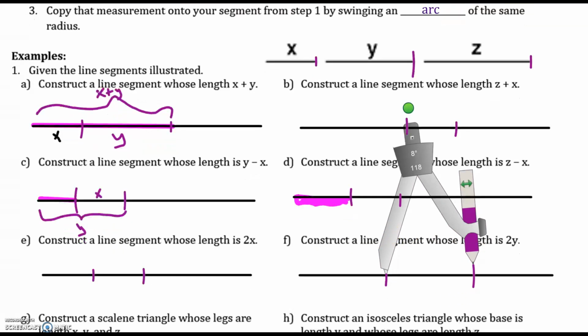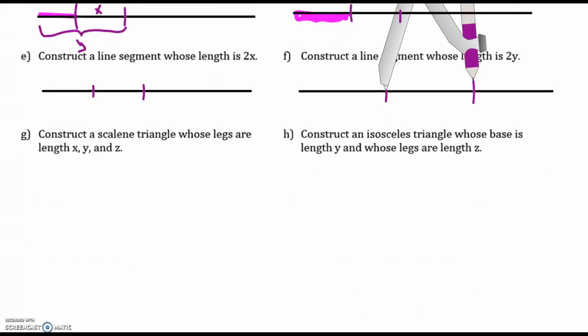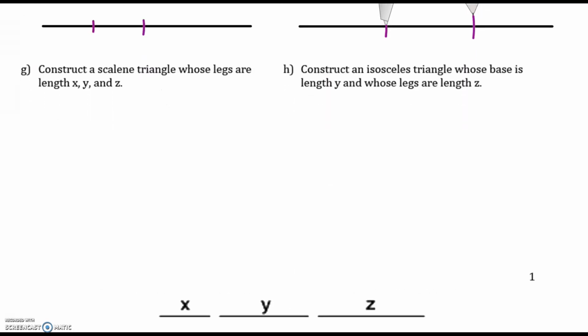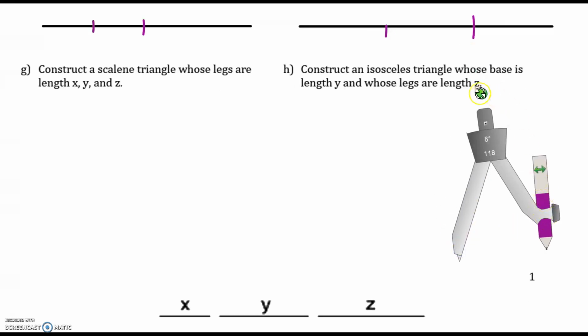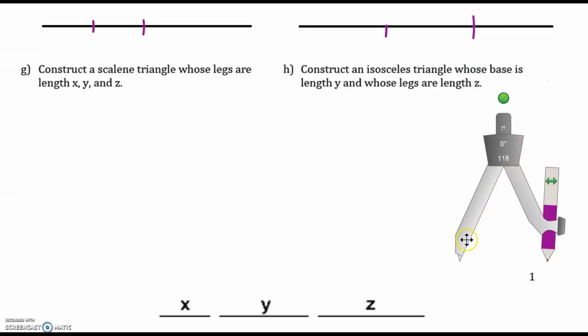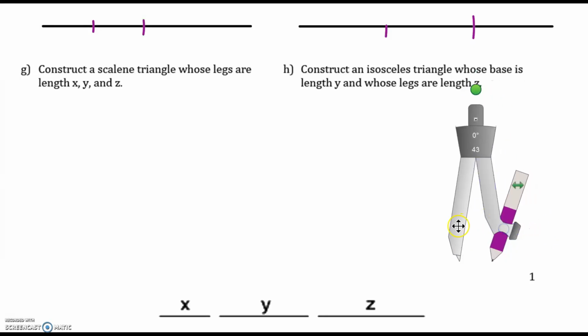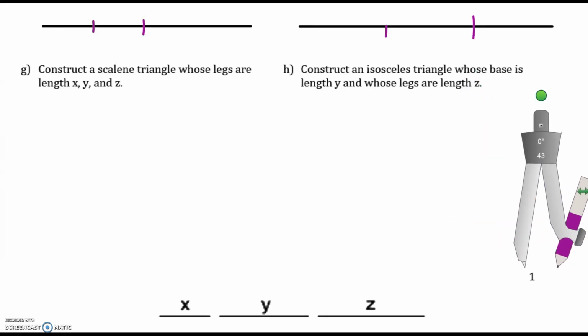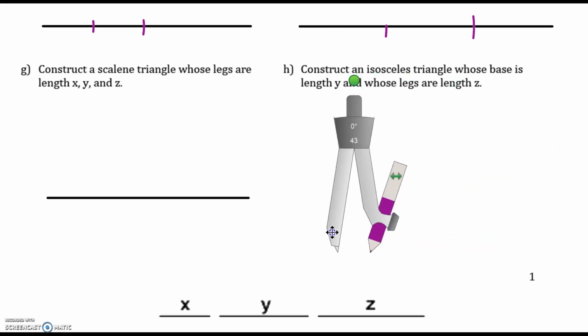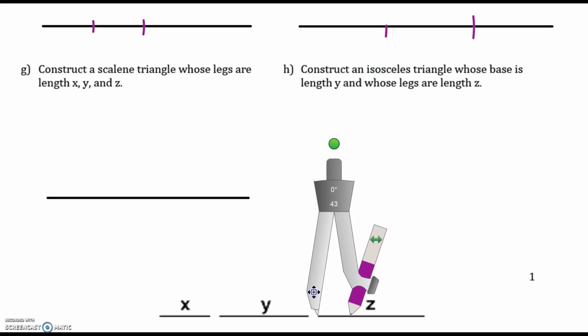All right, moving forward to G and H. On these two, I'm going to be creating a triangle. So we are still going to be copying segments, but we're going to be copying them to create triangles. So we're going to begin, just like all of them, by giving ourselves a place to put the new segment lengths, the triangles. And in G, we're doing a scalene one. That means all are different. And the lengths are going to be X, Y, and Z. So we're going to begin by copying one of them. It doesn't matter which one you start with. I like to start with the longest segment.